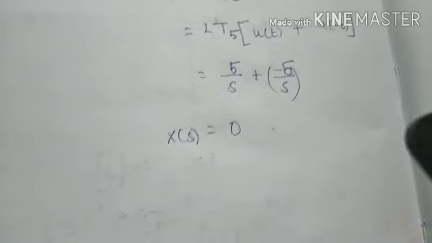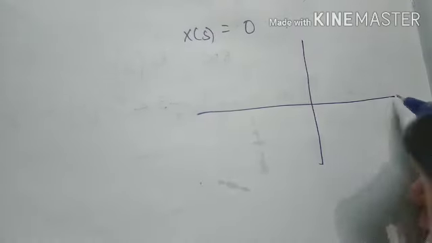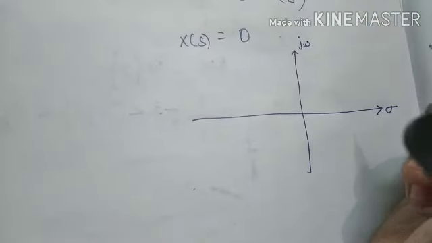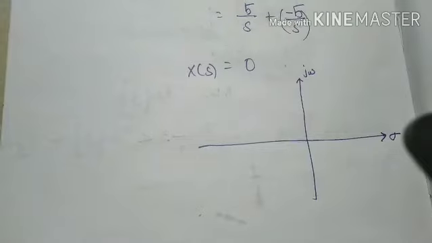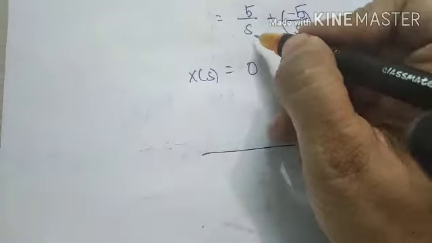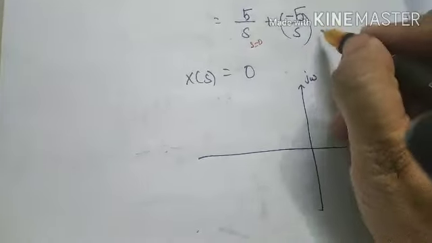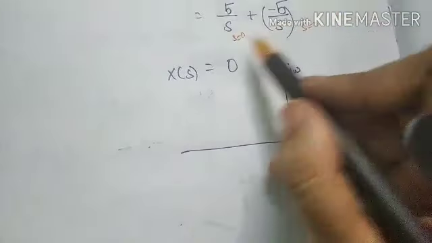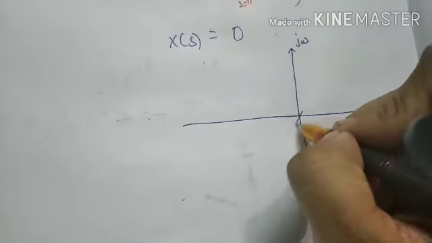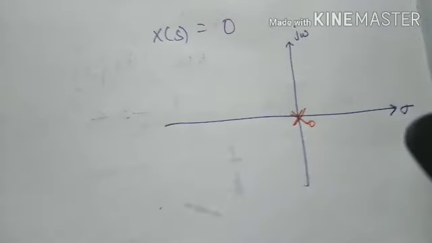Now we will plot the region of convergence based on the sigma j omega axis. This is our sigma and this is our imaginary axis, that is j omega. Now we will find the poles. See, what is the pole for this expression? By equating the denominator to 0, the pole for this function is s is equal to 0. It is having 2 poles. Those 2 poles are at s is equal to 0, that is at the origin. So the first pole and again one more pole; these 2 poles are at the origin 0.